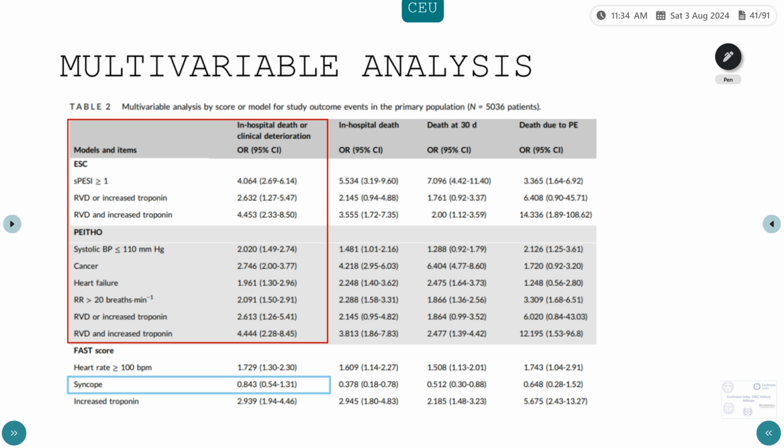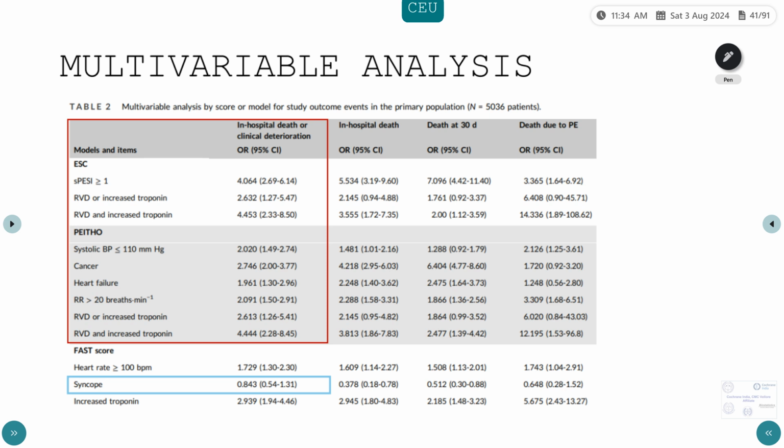The ones that are marked in the red box are the ones that have good odds ratios, and the ones in the blue box are the ones which have not shown a relation. In the ESC and the PICO models, we can see that all these individual variables by themselves had a positive odds ratio. Especially if you look at right ventricular dysfunction and increased troponin, the odds ratio was 4.4. And if you look at death due to pulmonary embolism, and we look at the right ventricular dysfunction and troponin, that is 14.336, varying from 1.89 to 108.